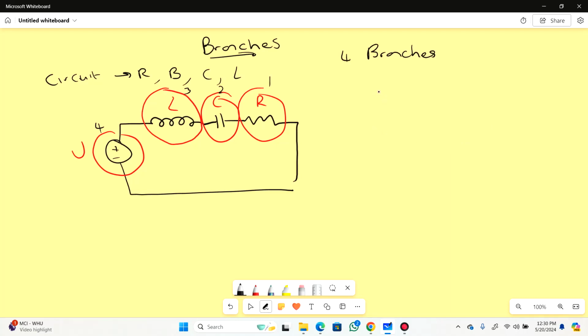And then if we talk about nodes, a node is basically a junction of connecting wires, right? A junction of connecting wires.